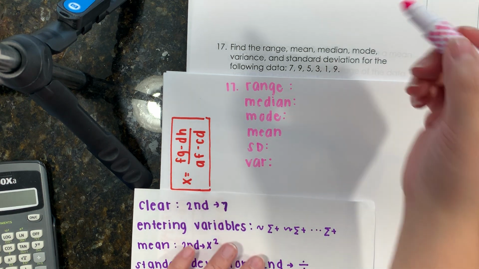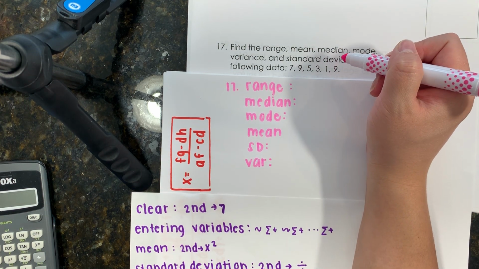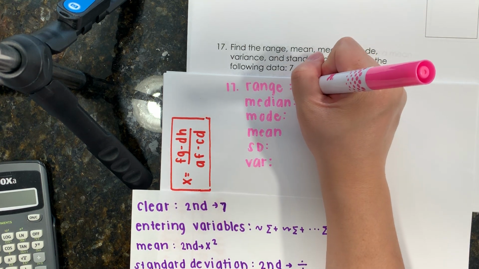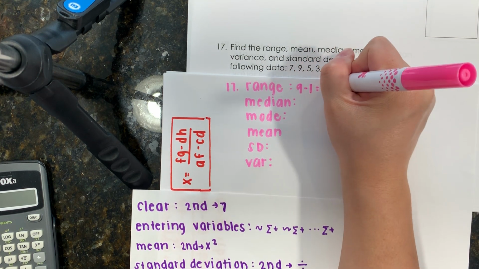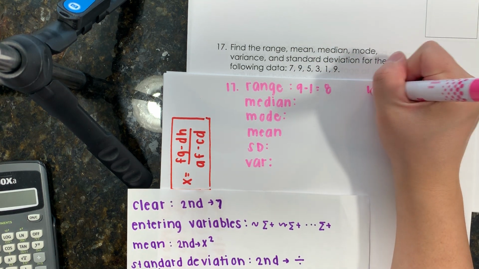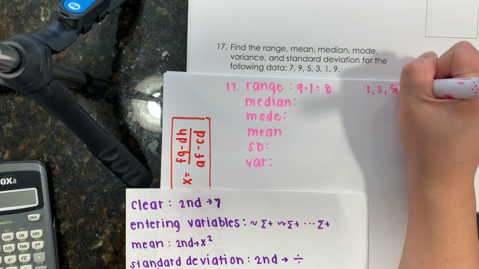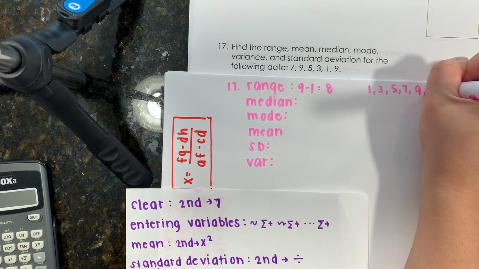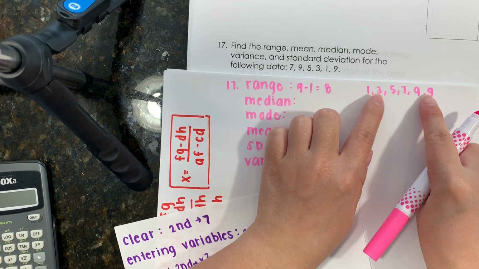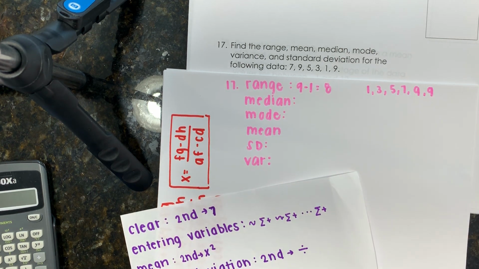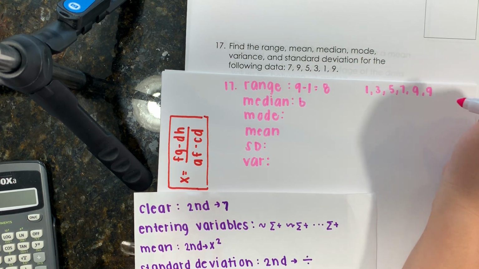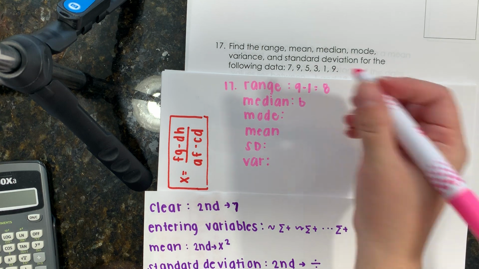So for the range, it's always the biggest number minus the smallest number. Now this isn't in order, so the biggest number is 9, the smallest number is 1. So the range would be 9 minus 1, which would be 8. I do want to relist this in order, so I'm going to do 1, 3, 5, 7, 9, 9. The median, the middle number, would be between 5 and 7. So what's between 5 and 7? You should know that's 6. The mode is the number that shows up the most, and in this case, that would be 9.